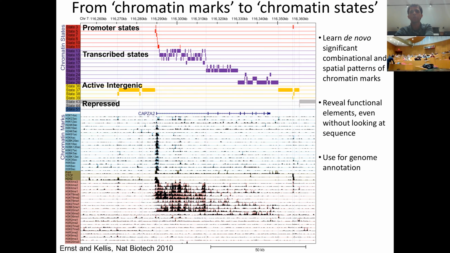Okay, so this is one such model, which has been very, very popular. This was developed by Jason Ernst, and he was a postdoc in my lab. So we have a series of papers on this. This is from the original paper that was saying, hey, listen, you can take combinations of marks, express these combinations in a hidden Markov model, and then the hidden state of that model immediately tells you where are promoter regions. And you see that these correspond exactly to the promoter region of that gene. Where are the early, middle, and late transcribed regions? Where are the active regions that are surrounding expressed genes? And where are the repressed regions further on?